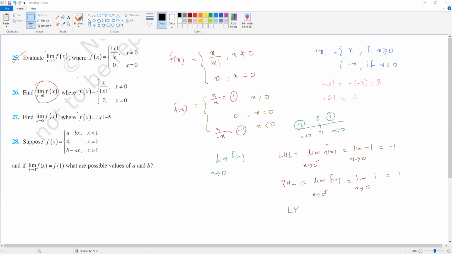So you can see that the left hand limit is not equal to the right hand limit in this case. That implies the limit of that function as x approaches 0 does not exist. Got it? आया समझ में?